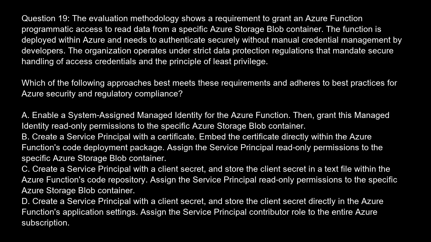Option C. Create a service principal with a client secret and store the client secret in a text file within the Azure Functions code repository. Assign the service principal read-only permissions to the specific Azure Storage Blob container. Option D. Create a service principal with a client secret and store the client secret directly in the Azure Functions application settings. Assign the service principal contributor role to the entire Azure subscription.